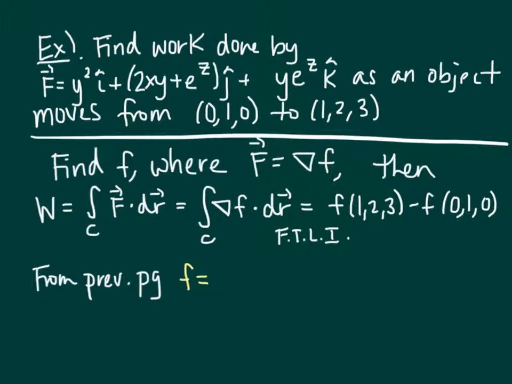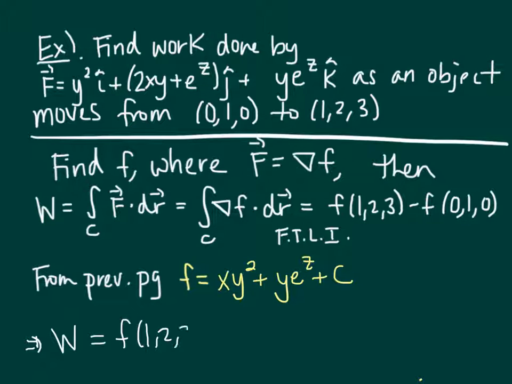Okay, so from our work on the previous page, we found this potential function to be xy squared plus y e to the z plus a constant. So that means that the total work is just going to be that evaluated at 1, 2, 3, my end point, minus that evaluated at my starting point, just from the fundamental theorem of line integrals.